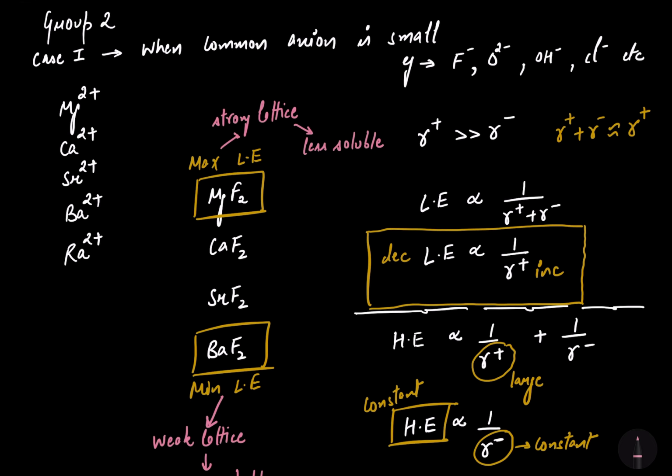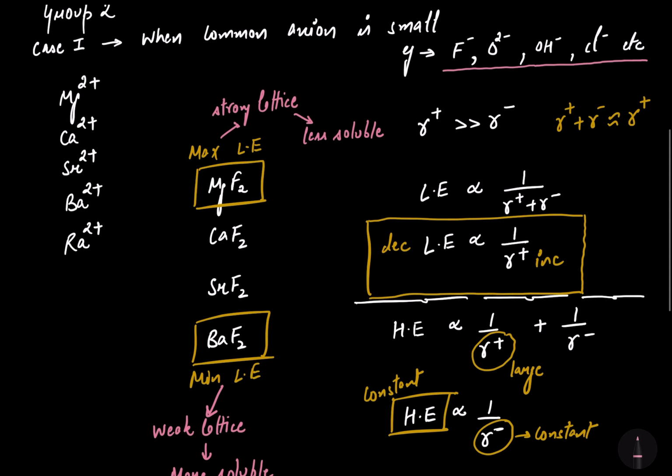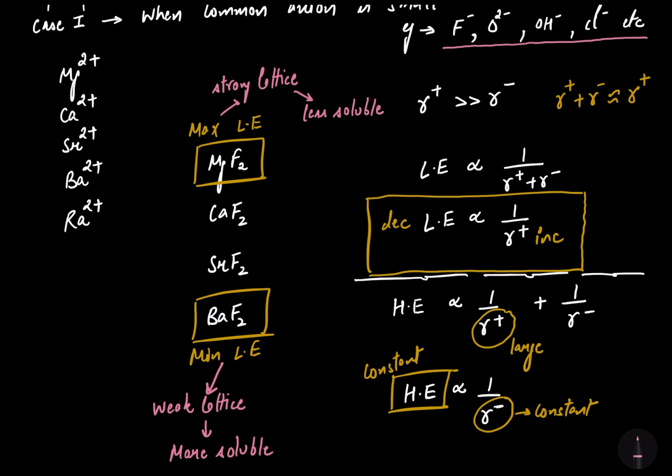I have given you examples of small anions: F negative, O negative, OH negative, Cl negative, etc. In case of small anions, the hydration energy is constant down the group, but lattice energy will decrease down the group. So we will talk about the solubility by relating it to the lattice energy.